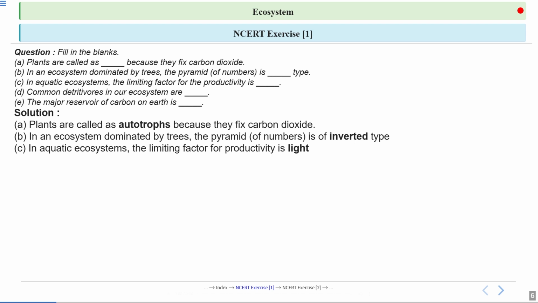Next question, in aquatic ecosystem, the limiting factor for productivity is. The answer is light. Light is a main factor that limits how much life can grow and thrive because plants and other organisms need light for photosynthesis. Plants are autotrophs. They can carry out photosynthesis. And animals are dependent on the plants. Without enough light, especially in the deeper waters, these organisms, meaning producers, cannot produce enough energy, which slows down the growth of the whole ecosystem.